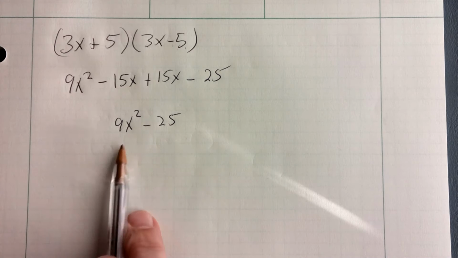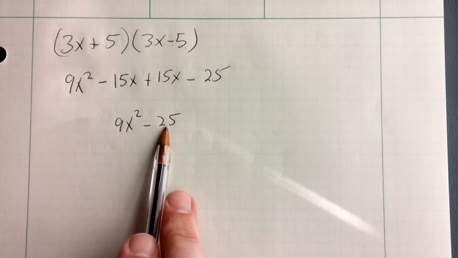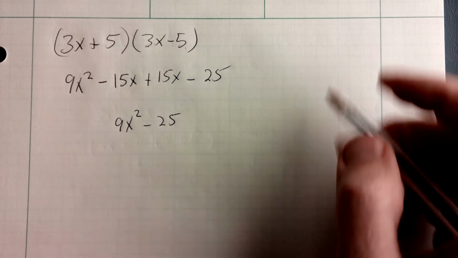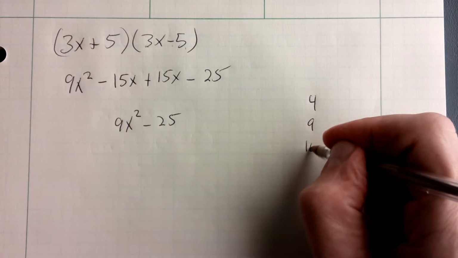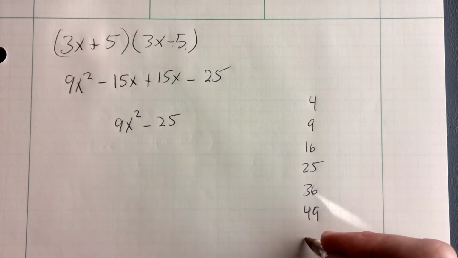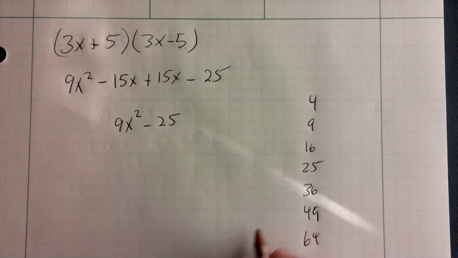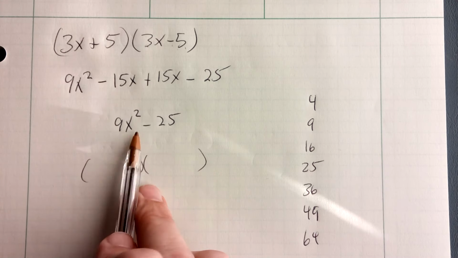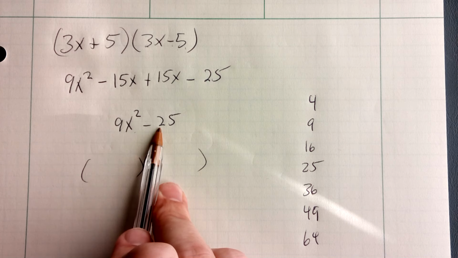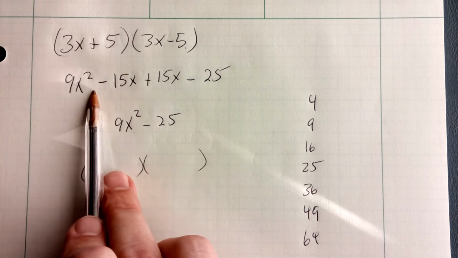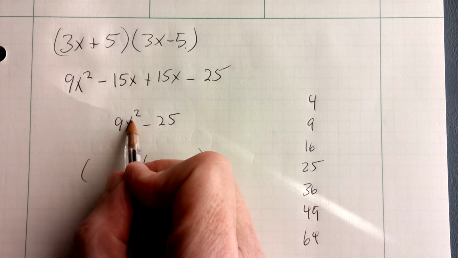Well, what I want to emphasize is these two are perfect squares. What I mean by that is, 4, 9, 16, 25, 36, 49, 64. They're all perfect squares. So you can say, oh, I like this. If I want the middle term to cancel, I've got to have the exact same middle terms and one positive, one negative. So what I'm going to do is square root each of these.